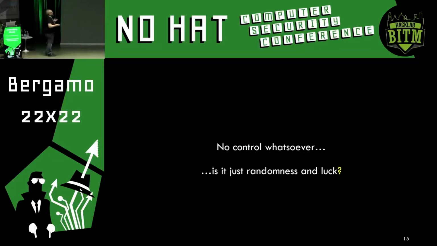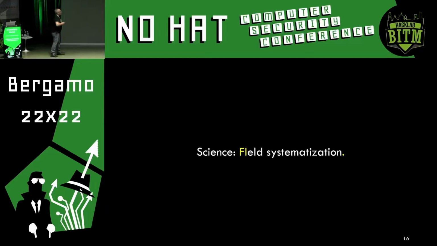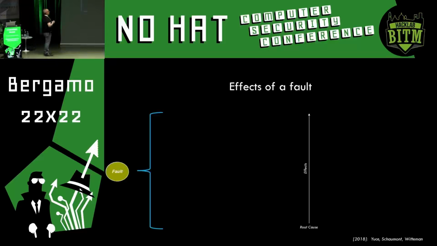So there is no control whatsoever. Is it just randomness and luck? Is this all everything that we can do? Well, if you just stop at doing this and trying it, it's pretty much that. If you start thinking about how things work, and that's what we are going to progress, and you actually try to do some systematization of the concept, well, I think we can move forward.